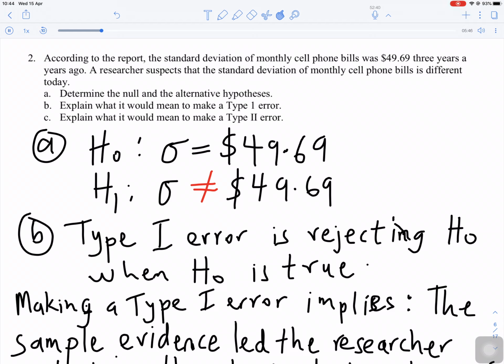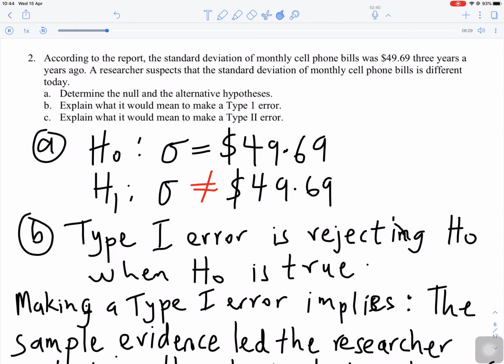So usually when you're doing hypothesis tests, there is an assumption about a parameter, which usually exists from a previous period. Then the alternative hypothesis will try to check if that result is different in present time. So in this case, 3 years ago there was information that the standard deviation of monthly cell phone bills was 49.69, and then the researcher suspects that the standard deviation is different today.